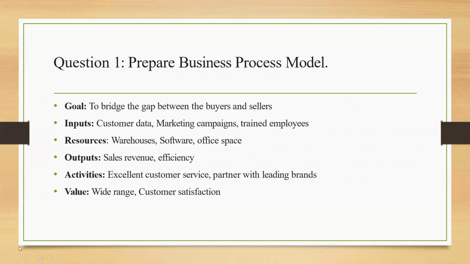Okay. So what you need to do in your particular document is write an answer regarding this. Tell what a business process model is, and you need to put these topics under the business process model. So what is the goal of the project? What are the inputs, what are the resources we need, what are the outputs we're going to get, what are the activities involved in this particular project, and what is the value it's going to create.